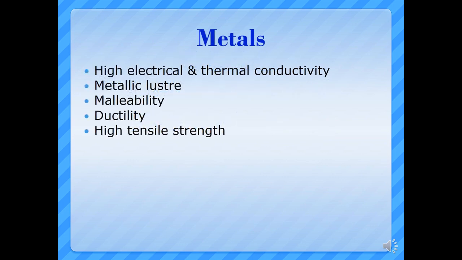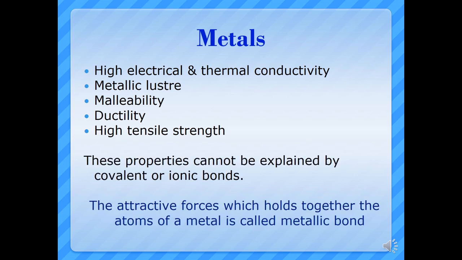As we know, metals have many special properties, like very high conductivity, both thermal conductivity and electrical conductivity. They have metallic luster, meaning they have a kind of glow. They have properties like malleability and ductility, and metals also have very high tensile strength. But all these properties cannot be explained by a simple covalent bond or a simple ionic bond. To explain all these properties, we have a type of bond called metallic bond.